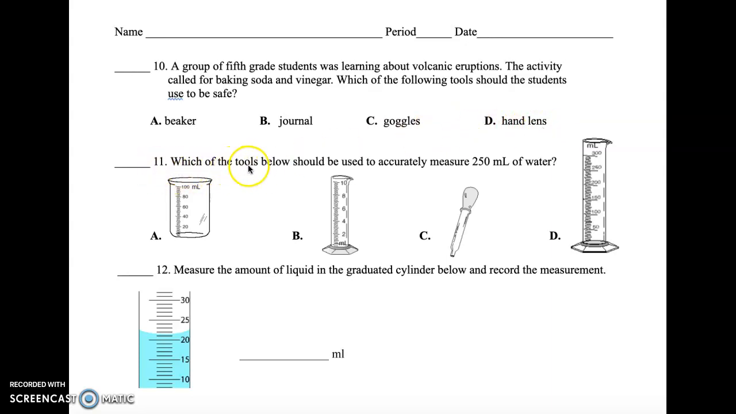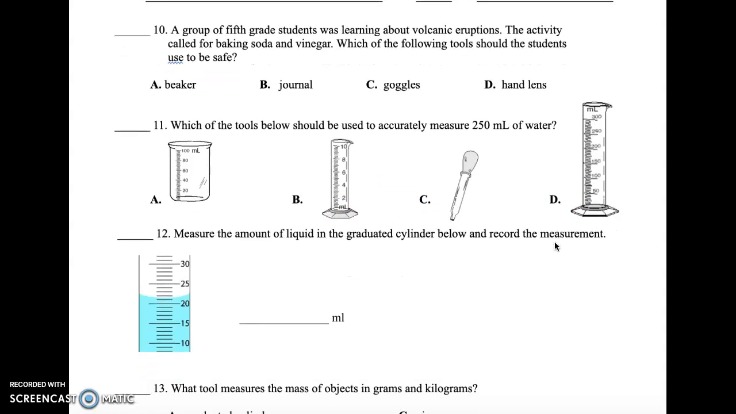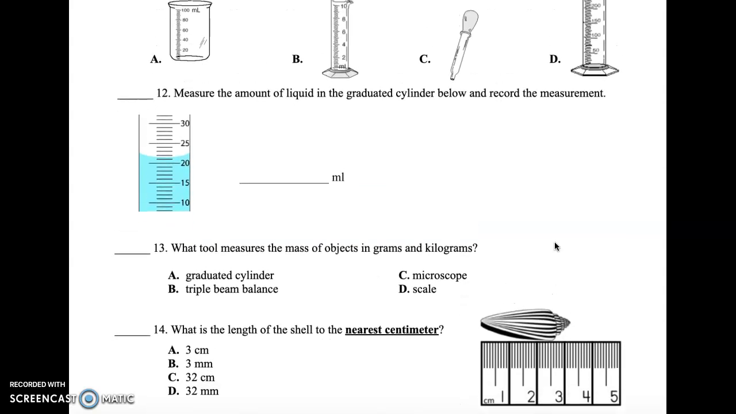Number 11. Which of the tools below should be used to accurately measure 250 milliliters of water? A, B, C, or D? Number 12. Measure the amount of liquid in the graduated cylinder below and record the measurement. This says milliliters or ml. Record your measurement here.